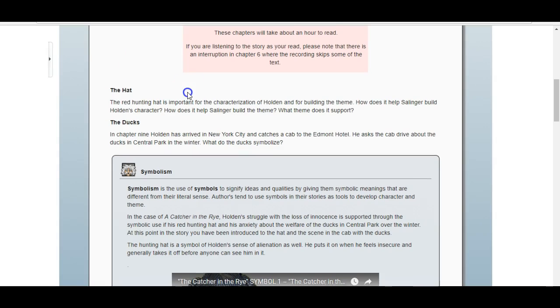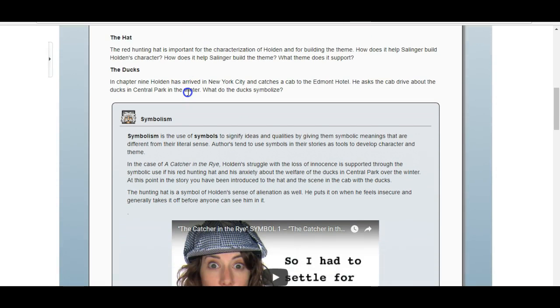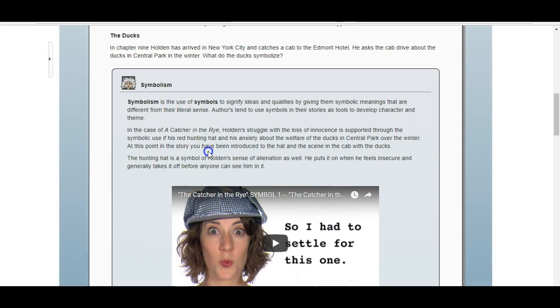So we're just going to flip back over here. Specifically, like what I had just explained, within Catcher in the Rye you're going to look at some examples of what the hat symbolizes and what the ducks symbolize in chapter 9, once Holden gets to New York City. If we scroll down a bit more, this is an elaboration of what I had just discussed. The idea is to use symbols to signify ideas and qualities by giving them symbolic meanings that are different from the literal sense. Like I mentioned, we create those associations to these concepts in order to develop character and theme.